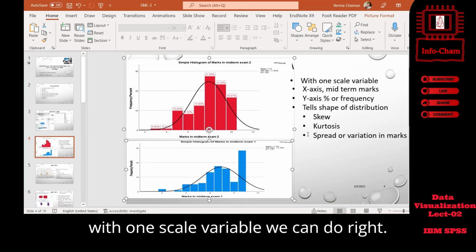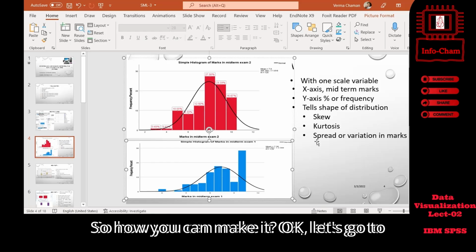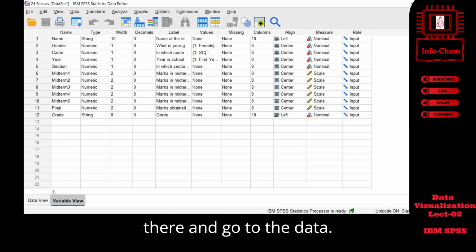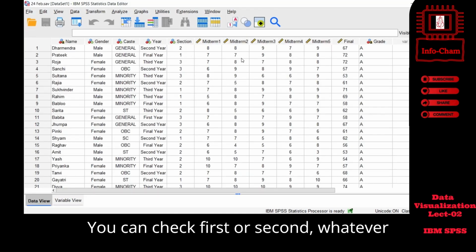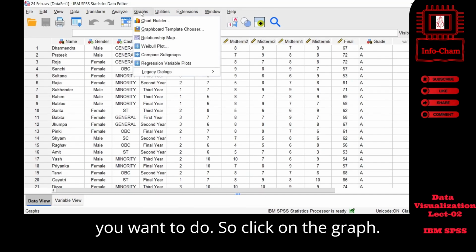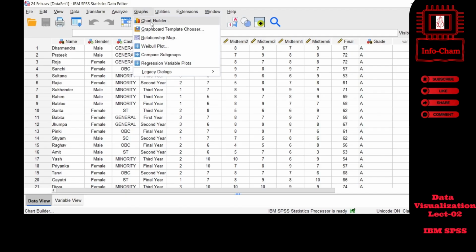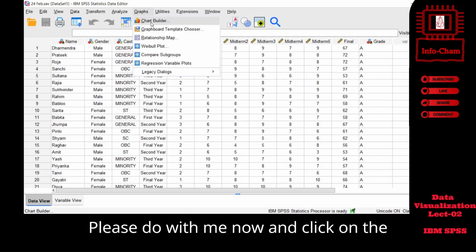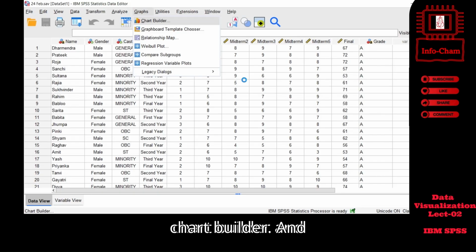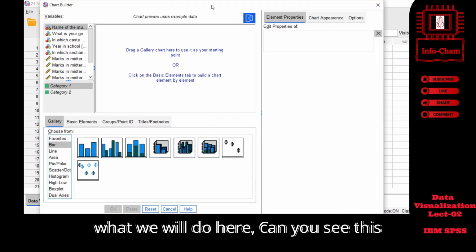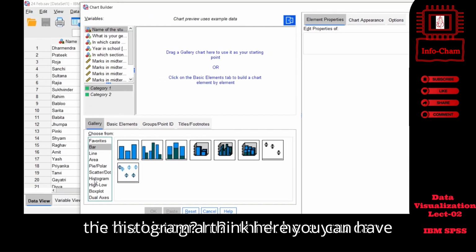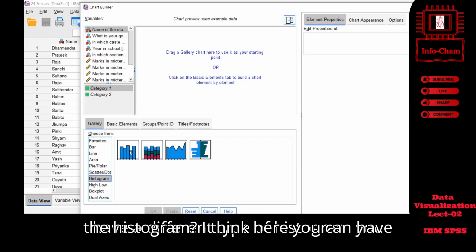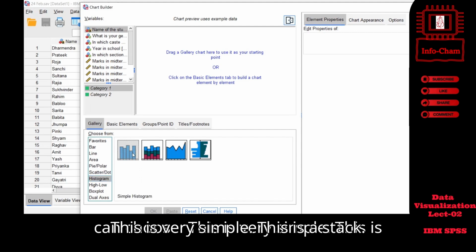But in this lesson, please have a look at how we can do it with one scale variable. How can you make it? Okay, let's go to the data. You can check first or second, whatever you want to do. Click on the graph. Please do with me now and click on the chart builder. A dialog box will appear. Where is the histogram? Here you can have a different type of histogram. You can choose. This is very simple.